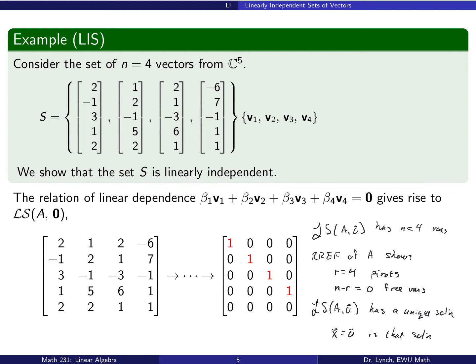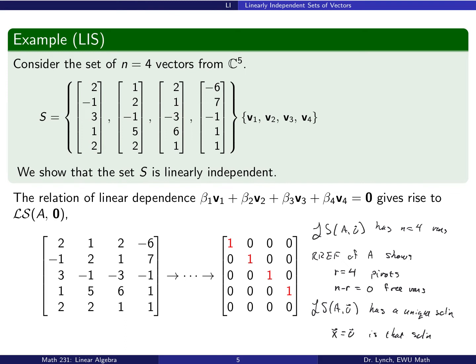Therefore, the homogeneous linear system has a unique solution. Of course, every homogeneous linear system has 0 as a solution, so 0 is that unique solution. Okay, since the only relation of linear dependence is trivial, we see that the set S is linearly independent. Now, as it turns out, linear independence is tied always to solutions of the corresponding homogeneous linear system.